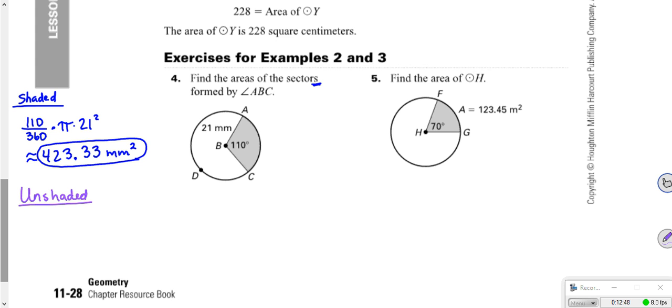Unshaded. Now, if the shaded area is 110 degrees, what do you expect this to be? Well, 360 minus 110 is going to be 250, right? Y'all see that? So that's 250 degrees. So we have 250 over 360 times, again, pi r squared. Poke that in the calculator and you get approximately 962.11 meters squared.